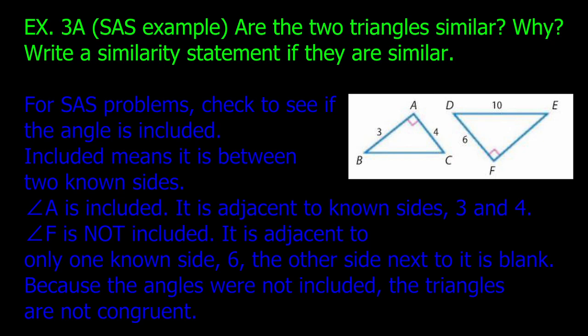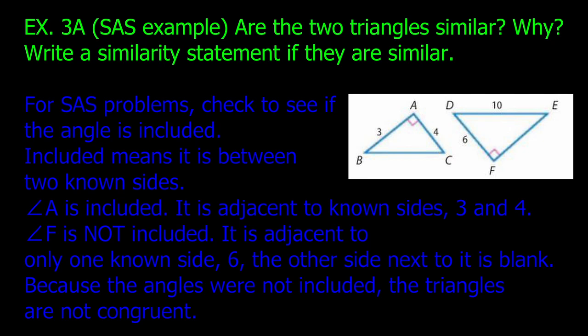And since the cross products are equal, the sides are proportional. So you have to do both: find the included angles that are equal and also find proportional sides. Now again, for SAS problems, first you have to check and see if the congruent angles are included. Included means it's between two known sides.